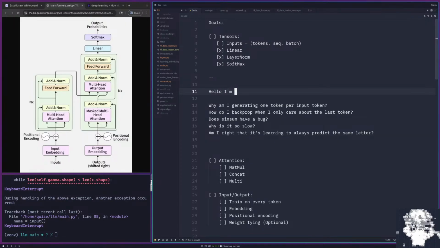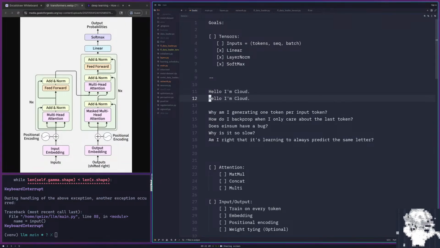"hello, I'm Cloud." I could say that the predicted letters for each letter should be, or let me not put a period there. The predicted output for this should be this. So the predicted next token for H should be E, predicted next token for E should be L, etc. And then the predicted next token at the end should be period.